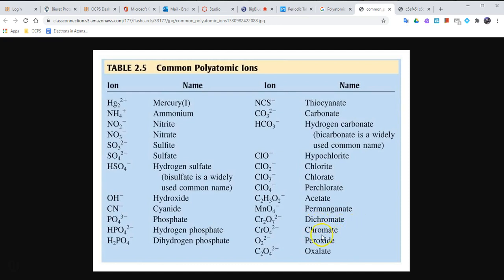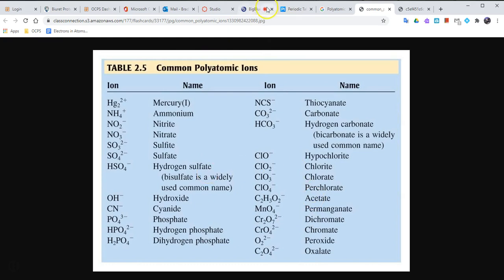Dichromate, chromate. Okay, so ammonium, nitrate, nitrite, sulfite, sulfate, hydroxide. We're going to use this one so much it's not even funny. Phosphate, carbonate, chlorite, chlorate, acetate, dichromate, chromate, and permanganate. Alright, so let's go ahead and just do another example.